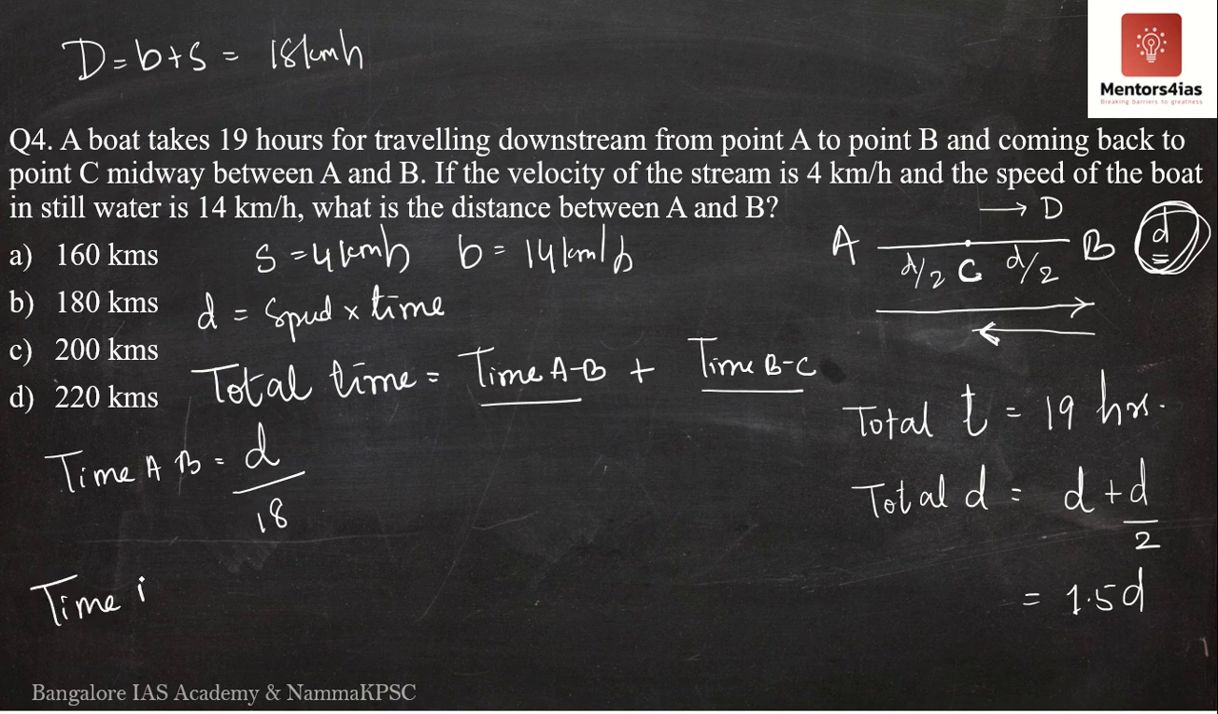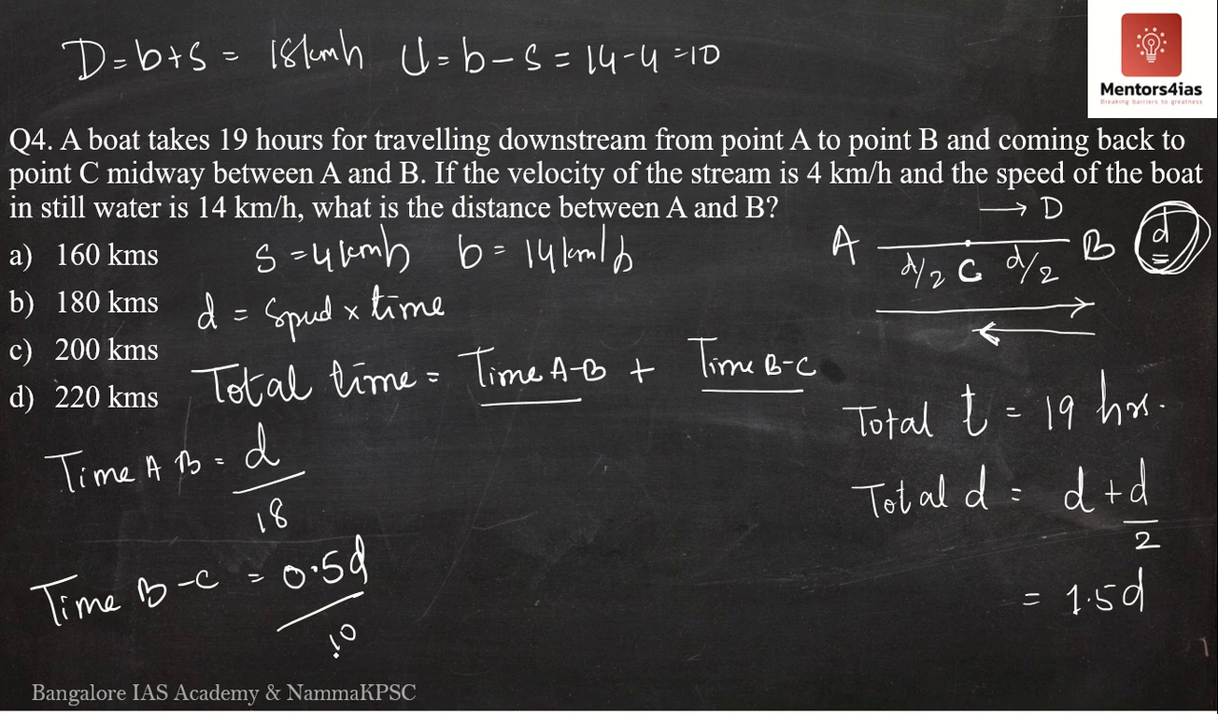Similarly, what is the time taken to travel from B to C? This is nothing but 0.5D divided by the upstream speed. Reverse direction is upstream speed. What is upstream speed? B minus S, the difference between speed of the boat and speed of the stream, which is equal to 14 minus 4, it is equal to 10 kilometers per hour.